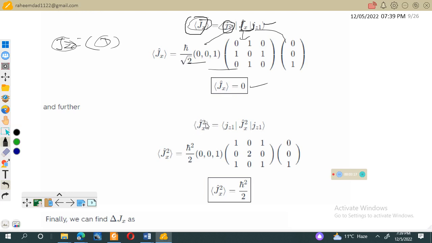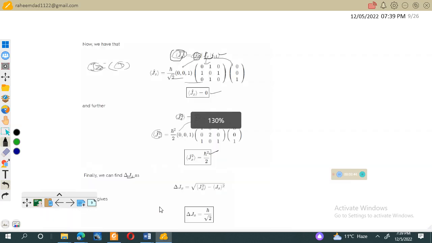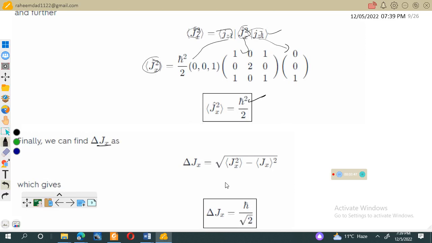Similarly, we can find the expectation value of J square x. So this will be equal to the Jz eigenstate, J square x, and the Jz eigenstate. Okay, so Jx square will be equal to bra Jz, then Jx square, and ket Jz. This will be a column vector and this will be a row vector. So multiplying this gives Jx square is equal to h cut square over 2. So delta Jx means the deviation in findings. So delta Jx is equal to the square root of J square x minus Jx whole square. We know that Jx is equal to 0 as we already obtained, and J square x is equal to this. So delta Jx is equal to h cut over under root 2.